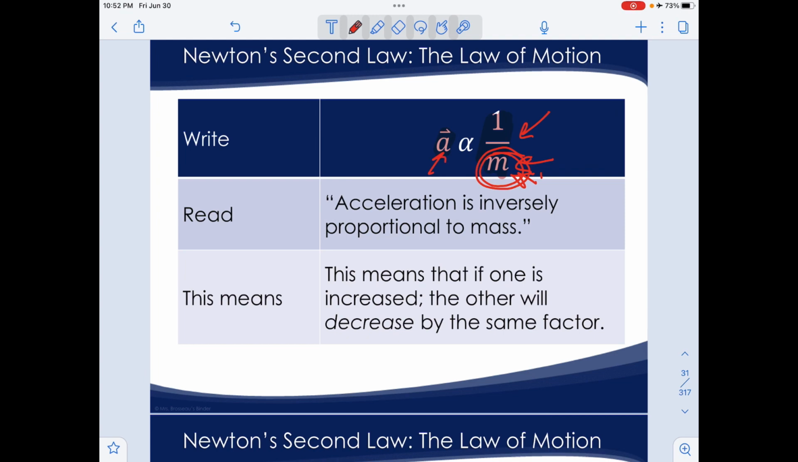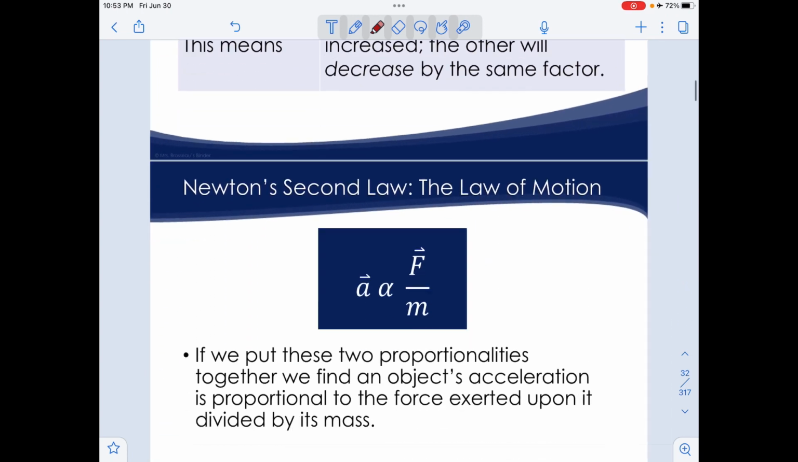For example, when acceleration is directly proportional to force, if the force doubled, then the acceleration would double. Like if the force was 1 pound and then it was made 2 pounds, the acceleration would double. Whereas here, if the mass was originally 1 pound, then 1 over 1 would be 1. But if that mass was increased to 2 pounds, then 1 over 2 would be 1/2. So the acceleration decreases as the mass increases. Acceleration is inversely proportional to the mass. This means that if one is increased, the other will decrease by the same factor.